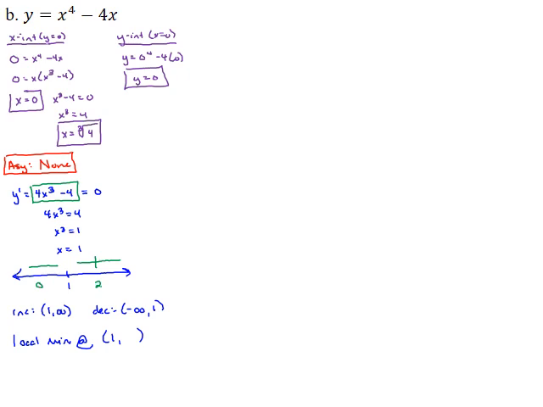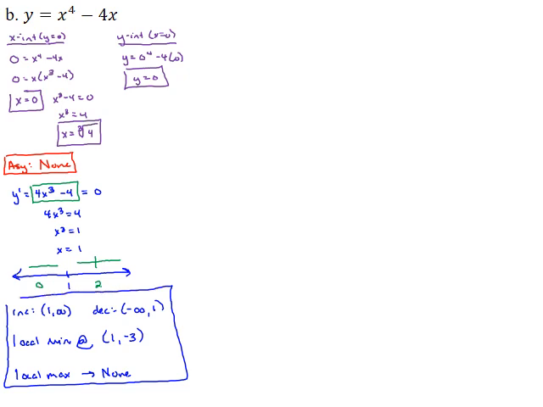So if you plug 1 back in the original, looks like you should get a -3. And then I'll go ahead and jot it down here in case you're looking back at this video later. Your local max is going to be none. There's just not one in this particular function. So that takes care of all the first derivative information.